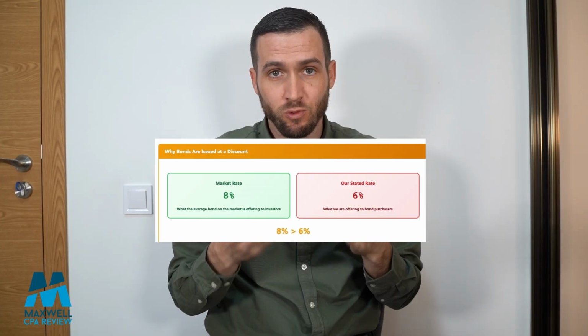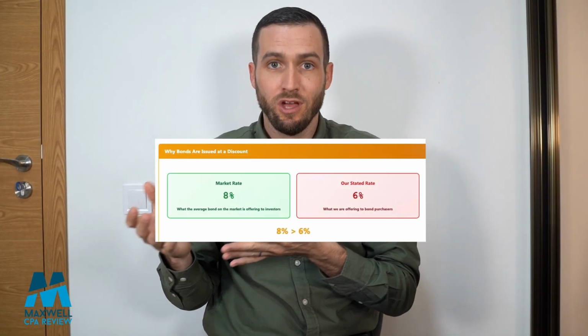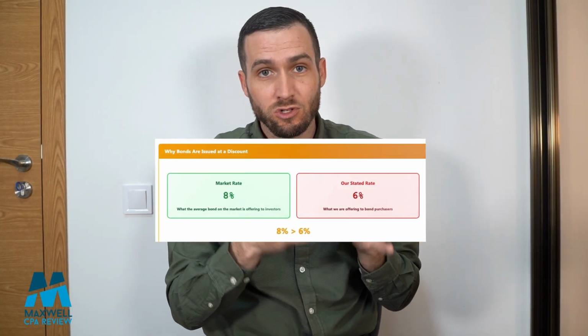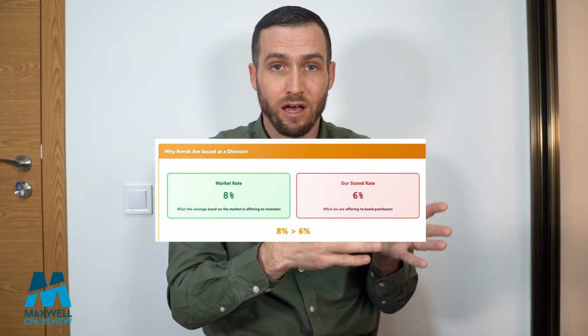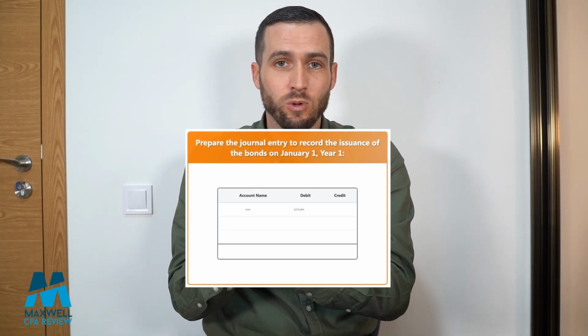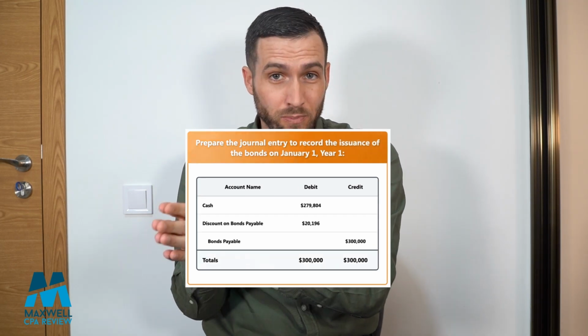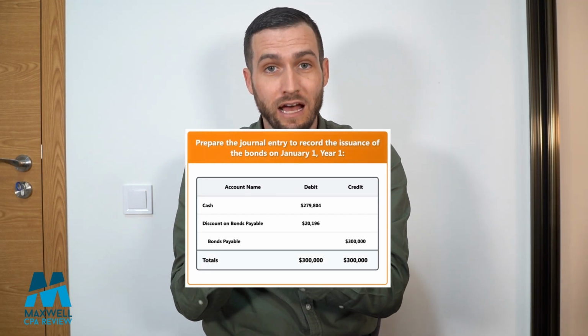So now that we've recorded the initial bond entry, let's analyze it a little bit. We're giving a stated rate of 6% for interest payments, whereas the market is giving 8%. So we're giving a worse rate than the market, so we had to issue our bond at a discount. So we credited bonds payable for the full face value of the bond, because at the end of this bond, we're going to have to pay back $300,000.